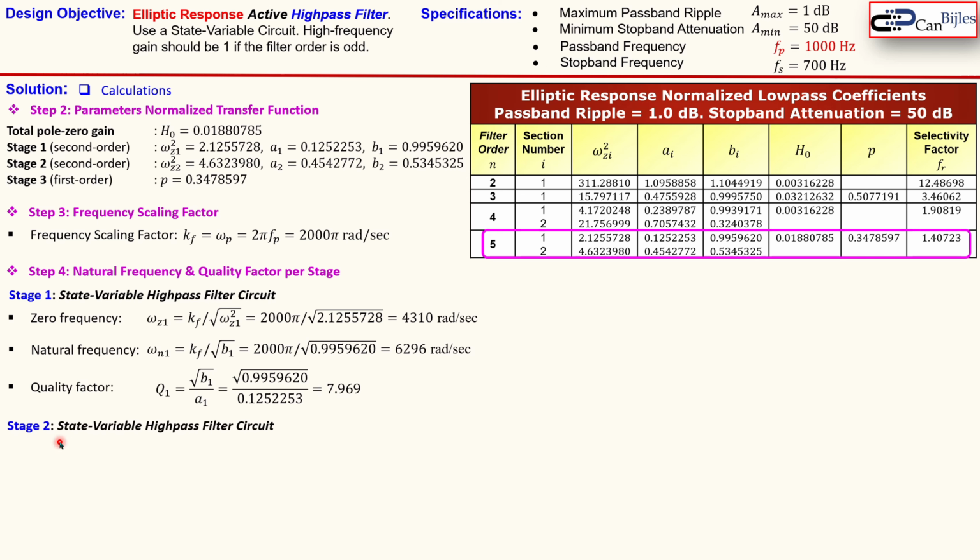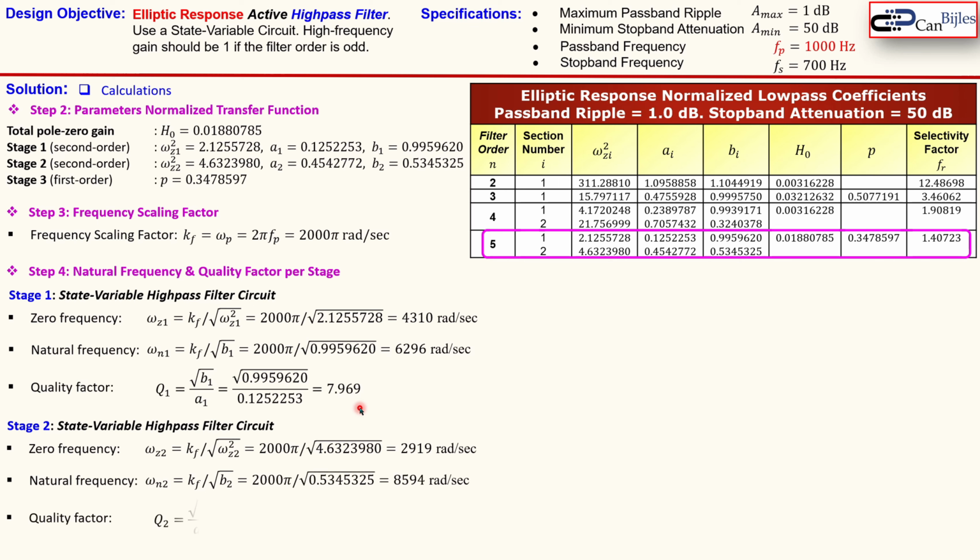The stage 2 is in a similar form. You again use the coefficients here, and the same calculations are done. Now you use here the zero frequency of the second stage. Again, the frequency scaling factor divided by the square root of this coefficient here, and then you get here 2919 radians per second. Natural frequency in the similar form, and also the quality factor.